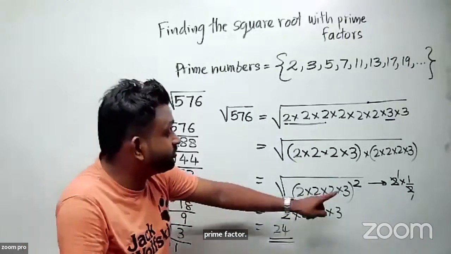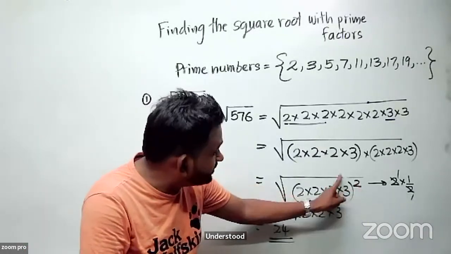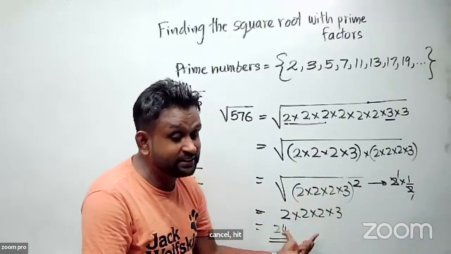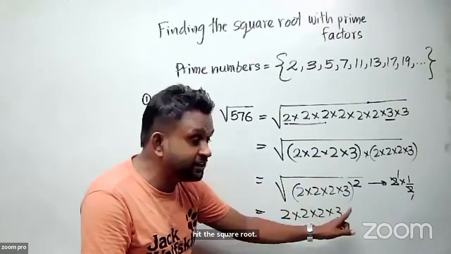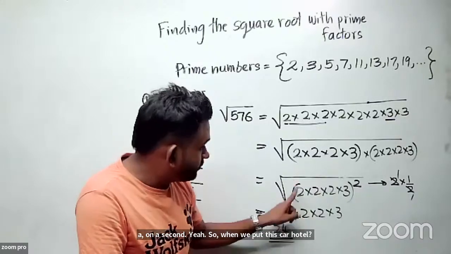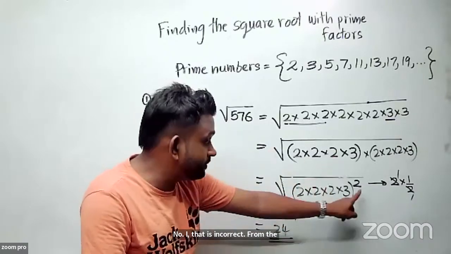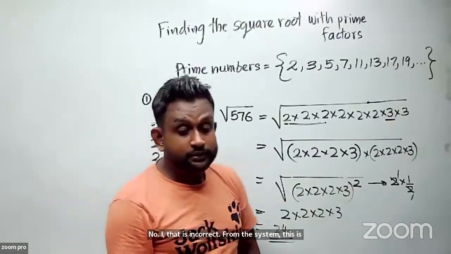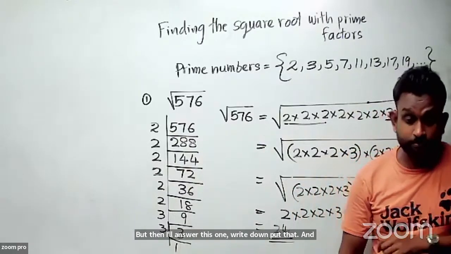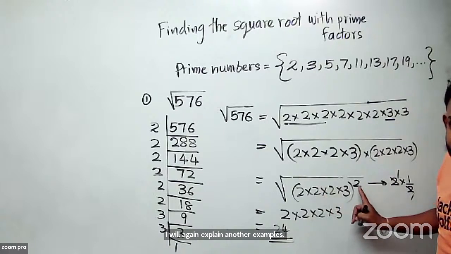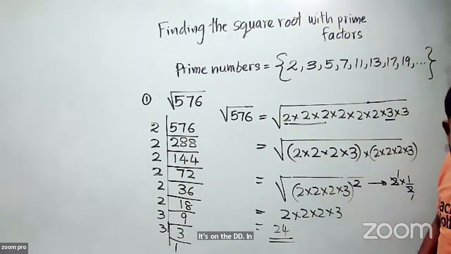Understood the concept? See, if you take a square, it is cancelled with the square root. Just write the answer inside the bracket. So again we put the square root here? No. That is incorrect. From this step, the square root is gone by simplifying with power 2. Right, then the answer is this one. Write it down, son, and I will explain other examples again. When two identical groups are formed, remember that the square root cancels with the square.